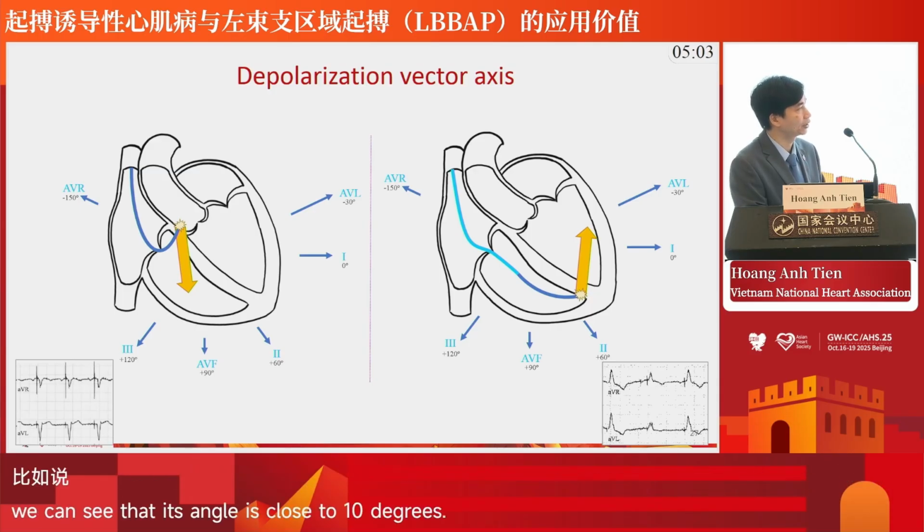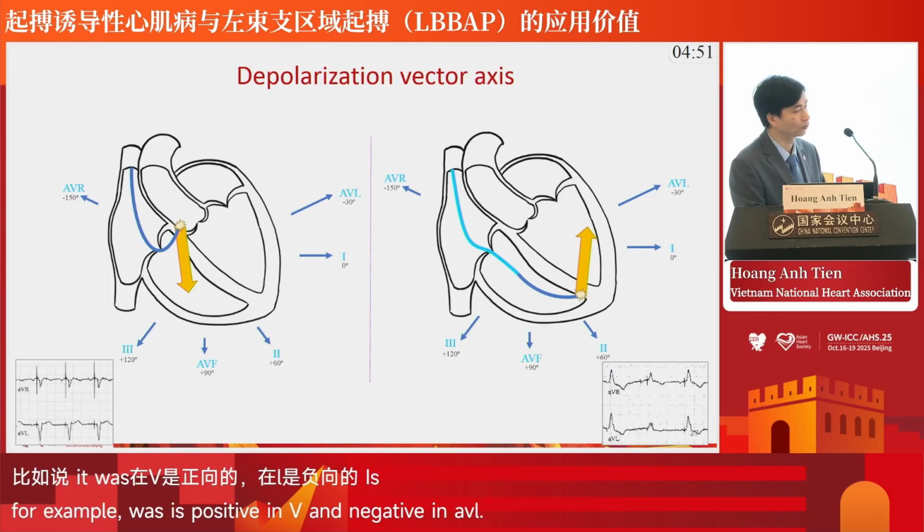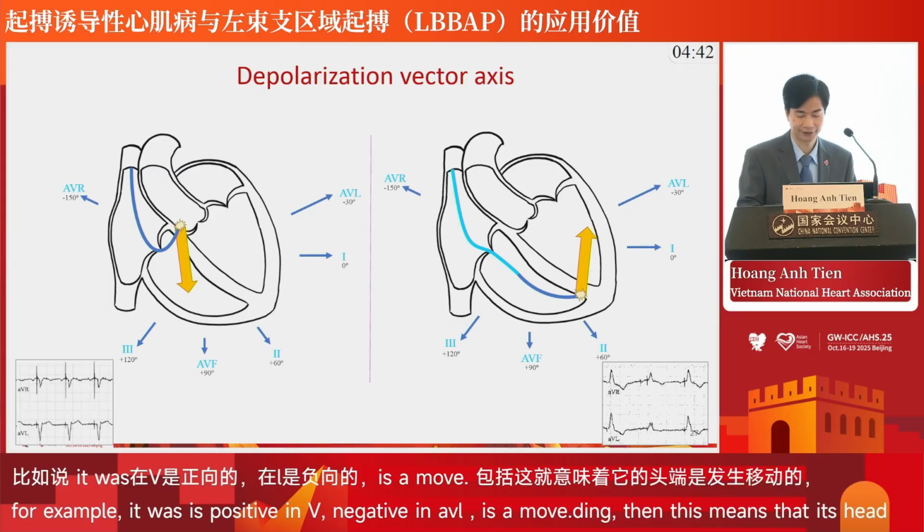In a patient with the apex position or low septum, the depolarization axis is upward. So it means that the tip has moved forward a lot. And in the EKG, we see aVL positive, aVR positive.